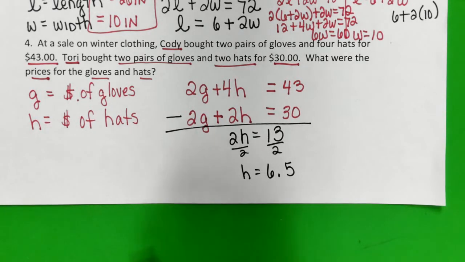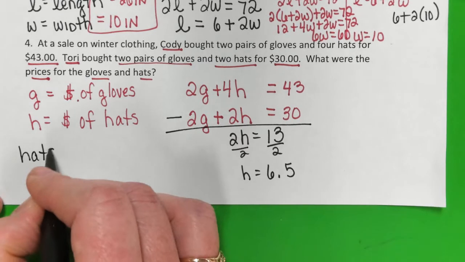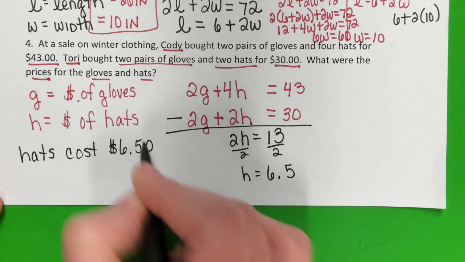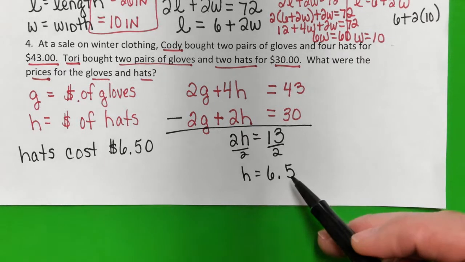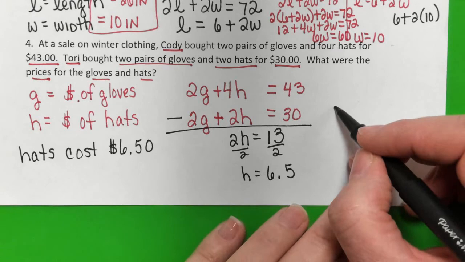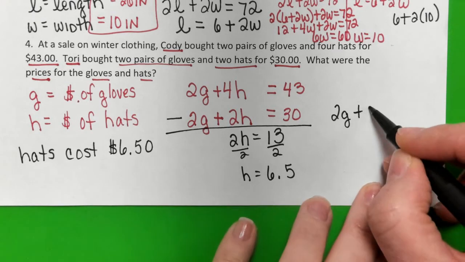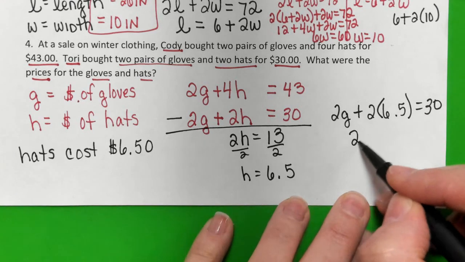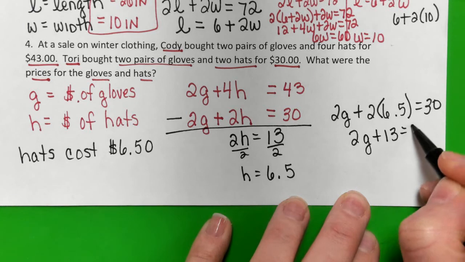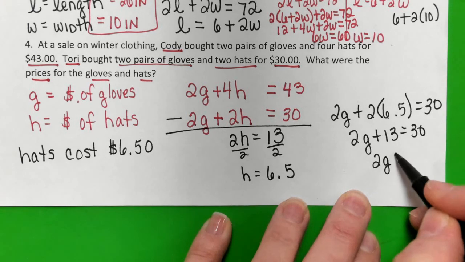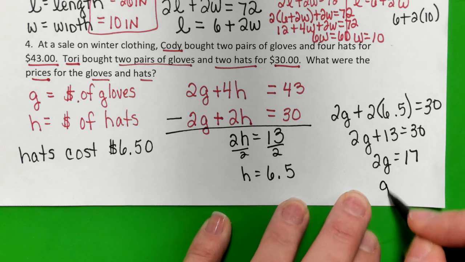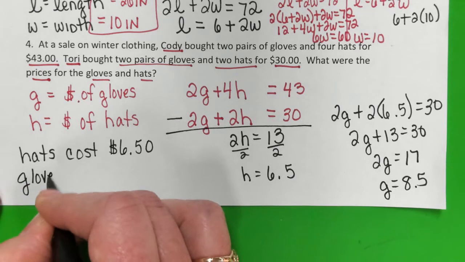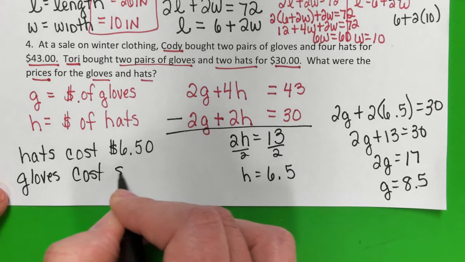And since we're talking about money, we know that the hats cost $6.50. And then remember, we're going to have to take this and plug it back in. So I'm just going to pick this second equation. It's a little bit smaller numbers. Okay, and subtract 13. That gives me 17. Divide by 2, and I get 8.5 or $8.50. So the gloves cost $8.50.